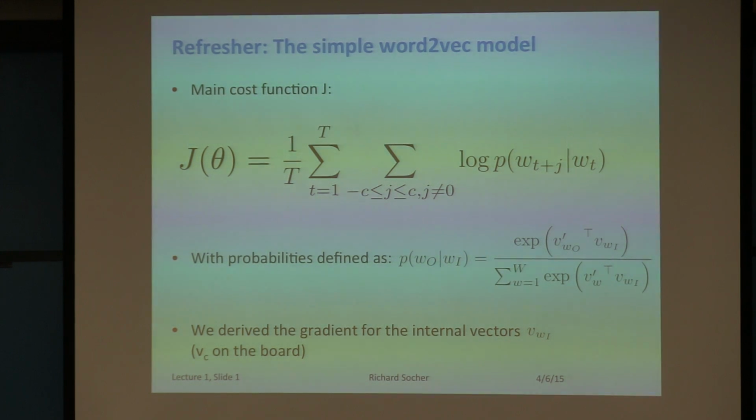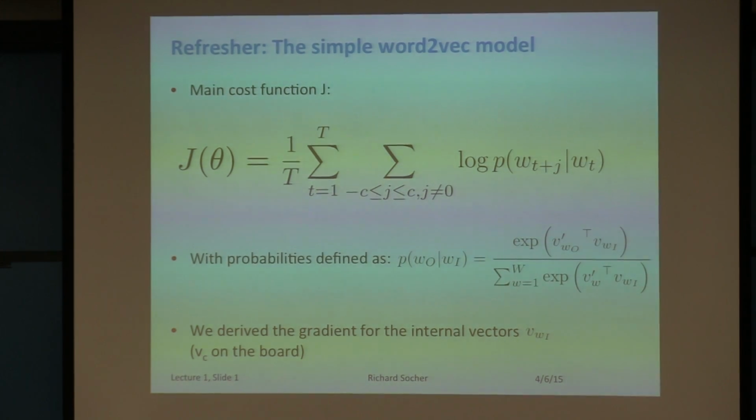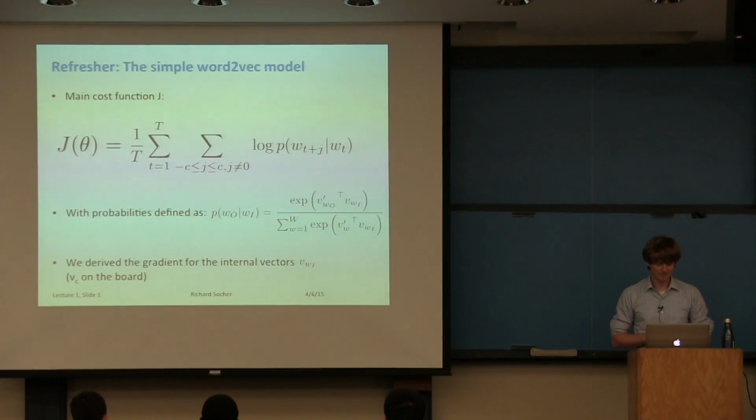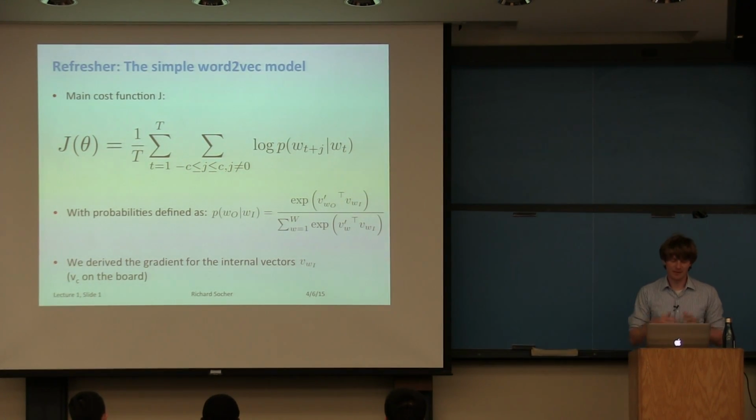In particular, our probability had this formulation where we had an inner product of the center vector transposed with the outer vectors. And outer vectors had this prime here because every word was represented in terms of two vectors: once when we have it in the center, and once when we try to predict a word around that center. And during the class, we derived in all the details the gradients for the internal vectors v_wi, or we called them v_c on the board.